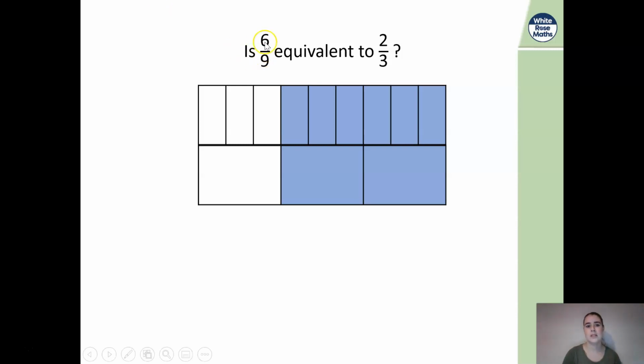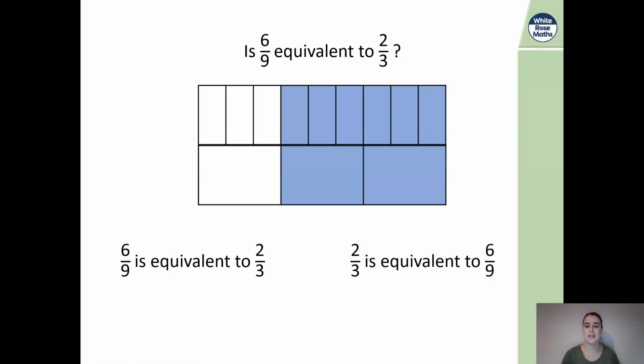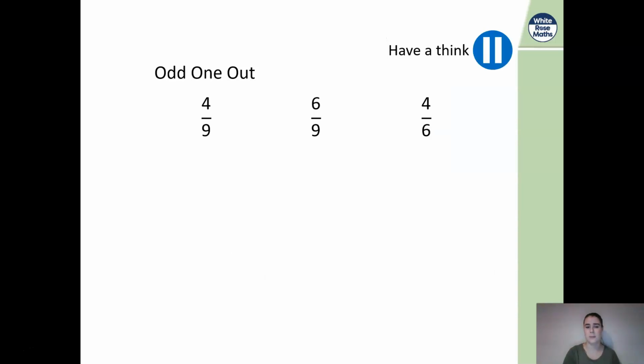Okay? So you need to think about how we get from the top to the bottom, which we'll look at in a later lesson. So 6/9 is equivalent, so it's the same as 2/3, as is 2/3 being equivalent or the same as 6/9. So this is where your times table knowledge comes in, year 5. So pause the video and have a think. Which one's the odd one out here?